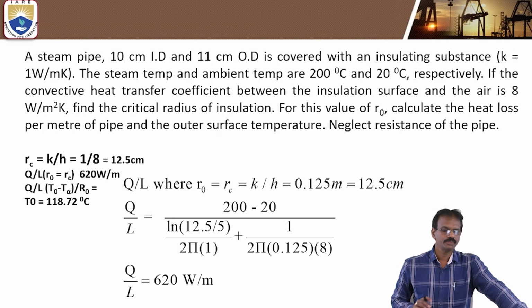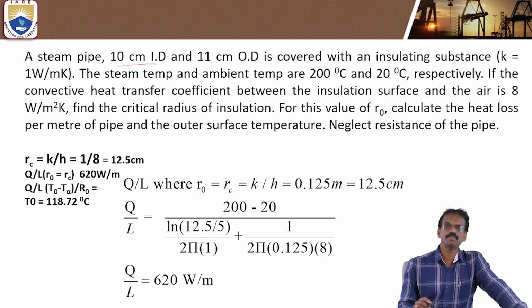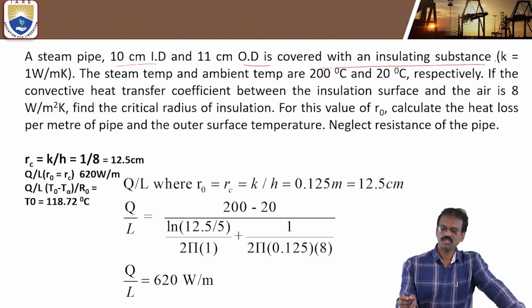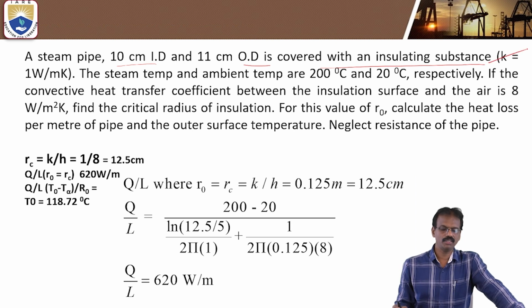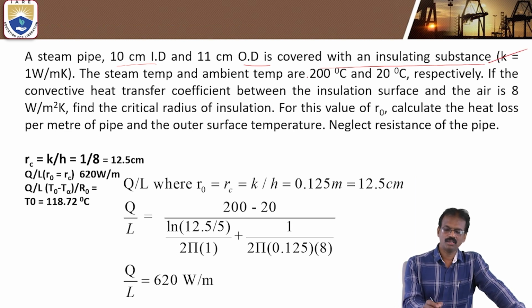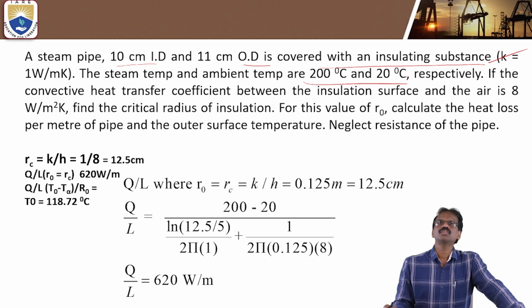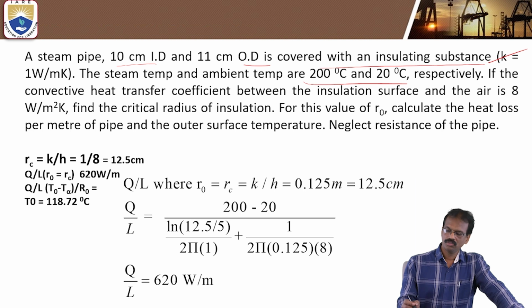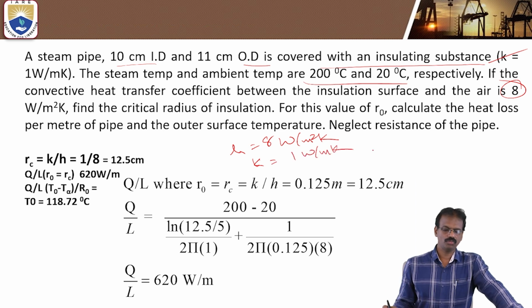The first one is a steam pipe of 10 mm ID and 11 centimeter OD, covered with insulating material. That is the thermal conductivity. The steam temperature and ambient temperature are also given. The convective heat transfer coefficient between the insulation surface and the air is 8, so the H value is 8 watt per meter square Kelvin, and thermal conductivity K is equal to 1 watt per meter Kelvin. So the values are given.